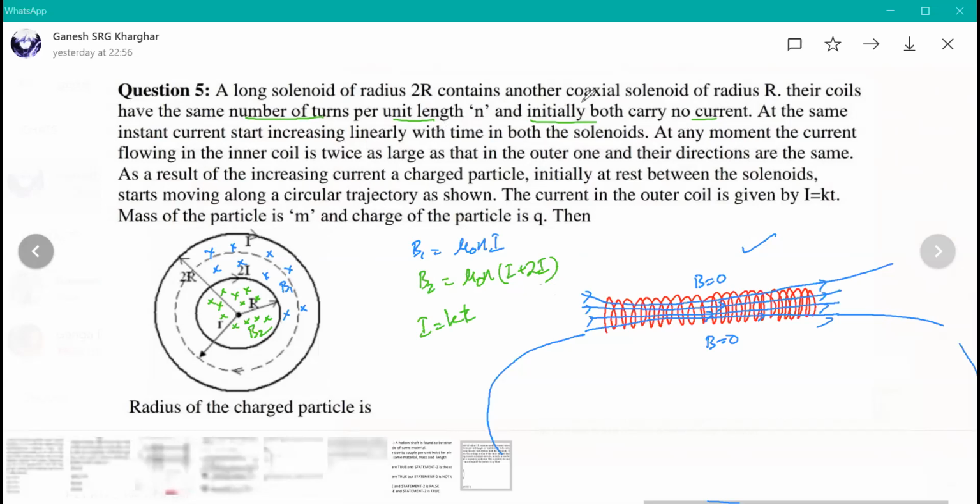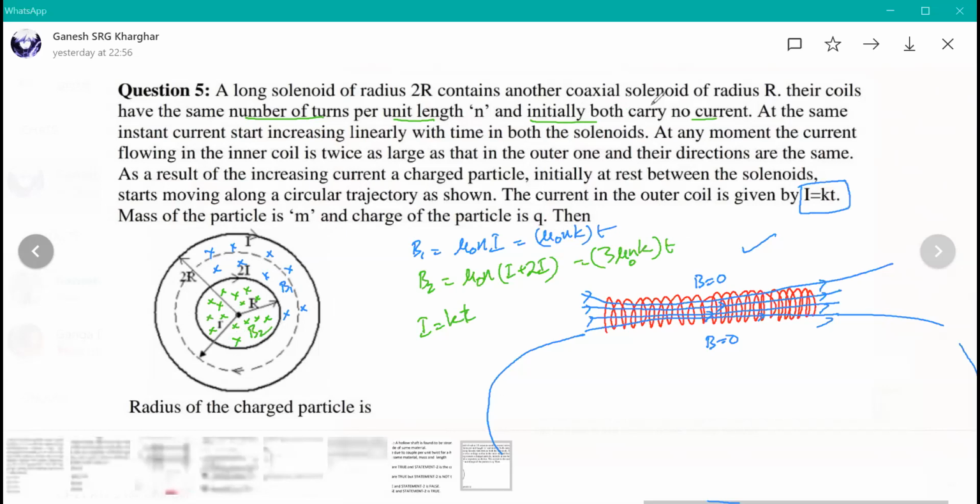So the part that is in concern for us is B1. Actually, B2 will also come into the picture when we look at the electric field, because the flux will be affected by B2 as well as by B1. So this is a very interesting problem in that sense. B2 is equal to 3 times mu naught N into K into T, whereas B1 is equal to mu naught N into K into T, because I is given by K T.